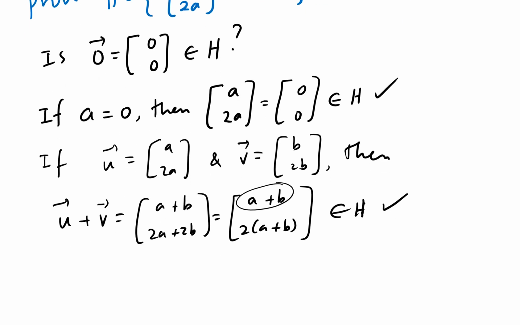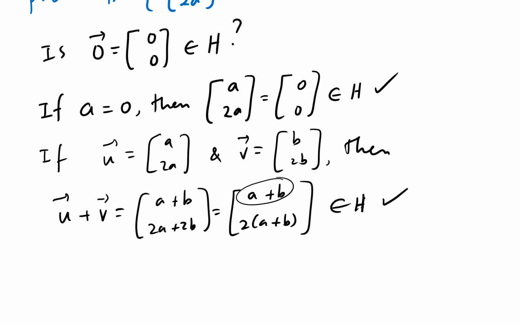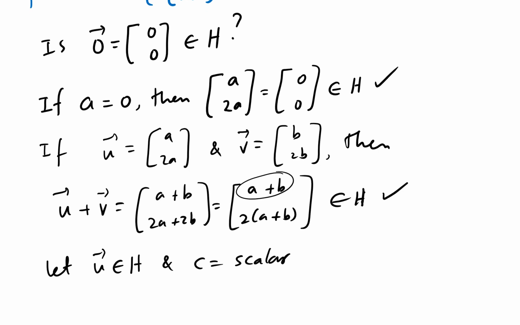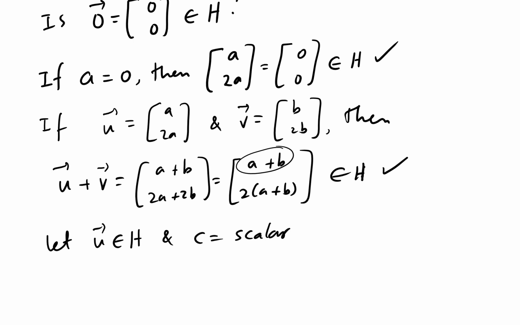So how do we check the closure under scalar multiplication? We let U be in H and C a scalar. We need to test if CU is going to be in H or not.